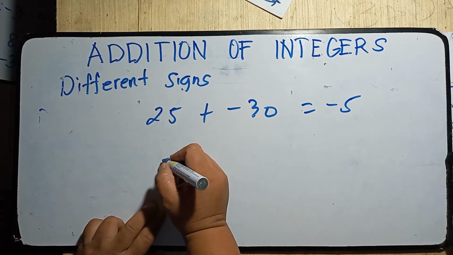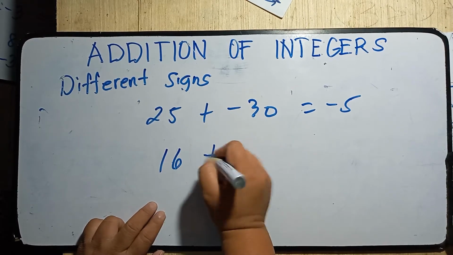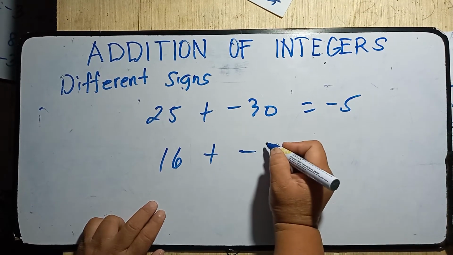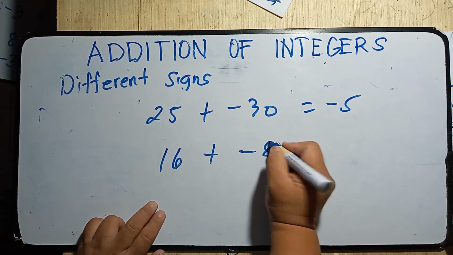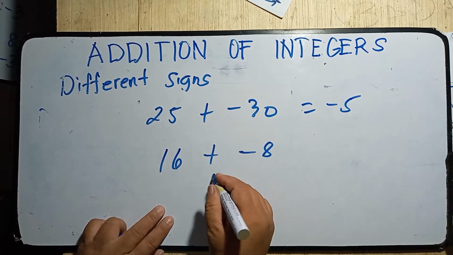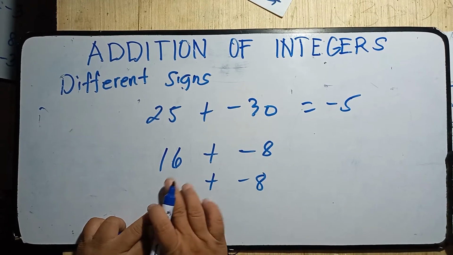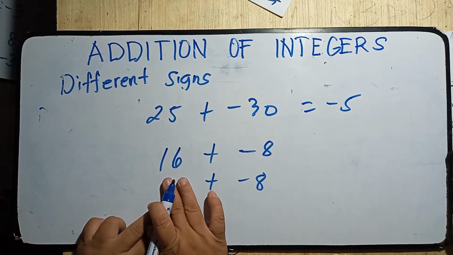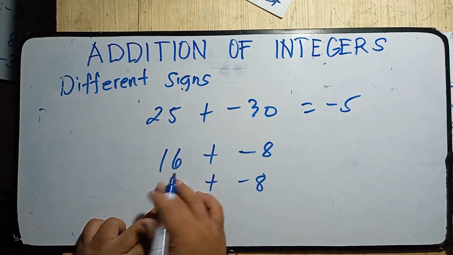Another last example, we have 16 plus negative 8. Okay. 16 minus 8. 16 minus 8 is 8.